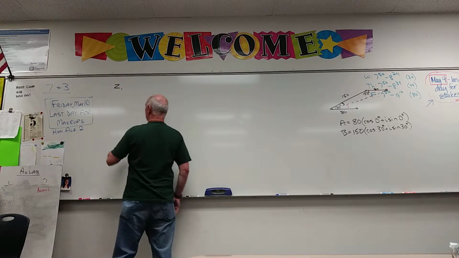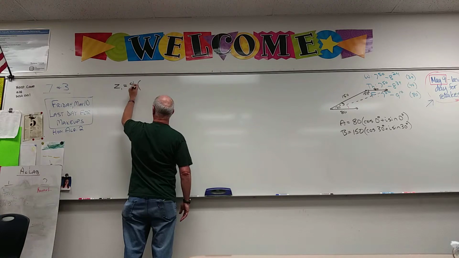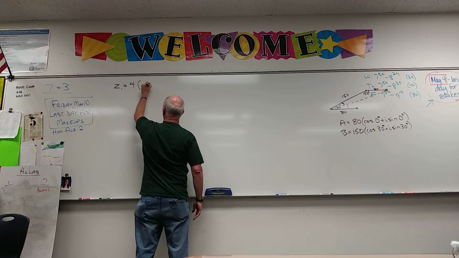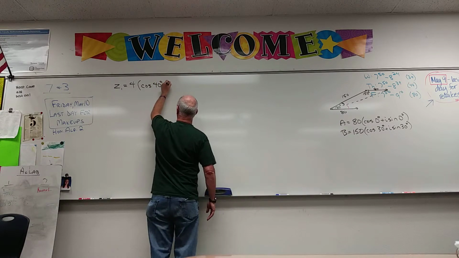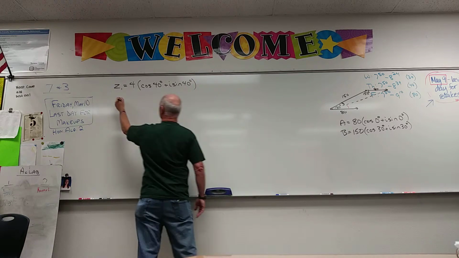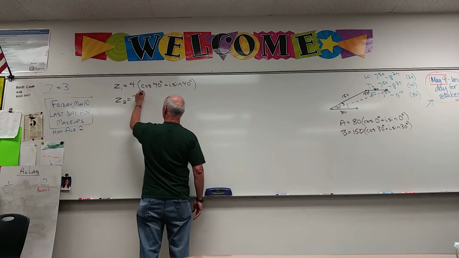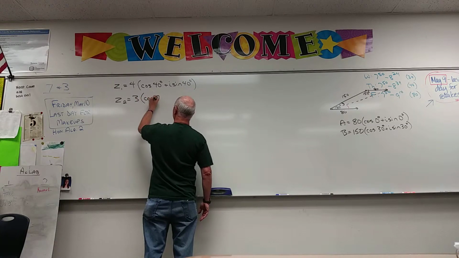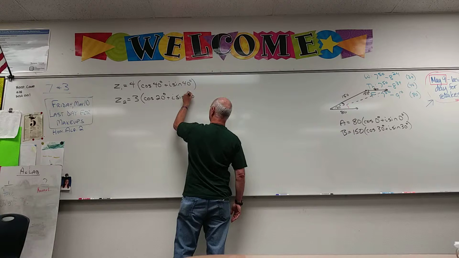Let's call z1 4 times the cosine of 40 degrees plus i sine of 40 degrees. Let's call z2 3 times the cosine of 20 degrees plus i sine of 20 degrees.